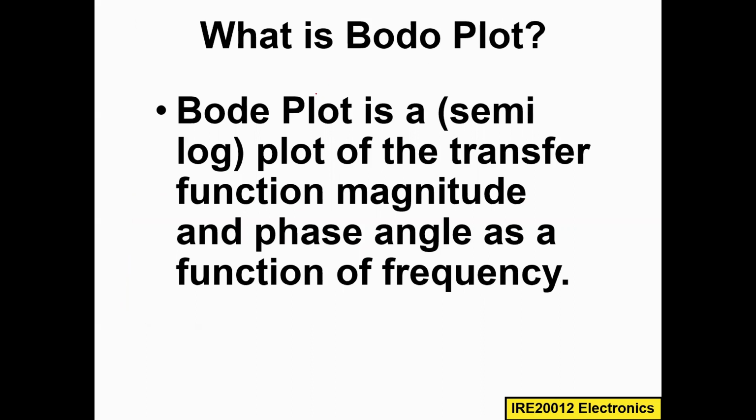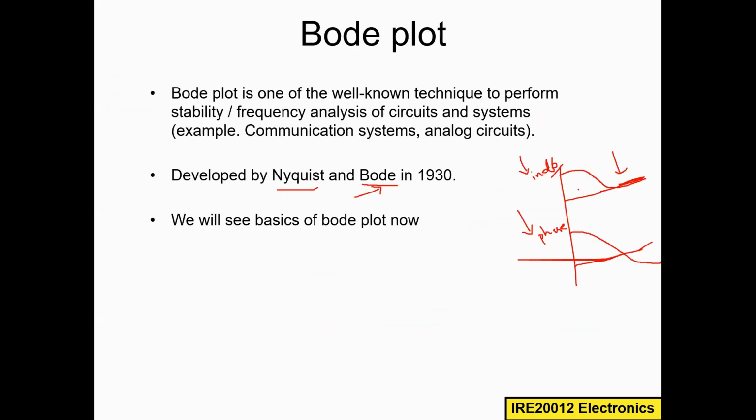So what is a Bode plot? A Bode plot is a plot of the transfer function magnitude and phase angle as a function of frequency. Remember, I mentioned the filter response. The y-axis here is the gain, right? The gain is VO divided by VI. That is the gain or transfer function in terms of dB. And here the y-axis is phase angle in degrees. The x-axis is omega t.